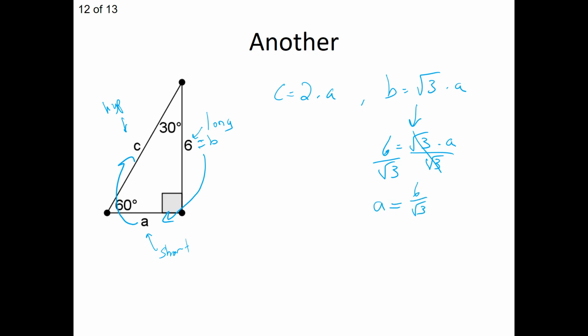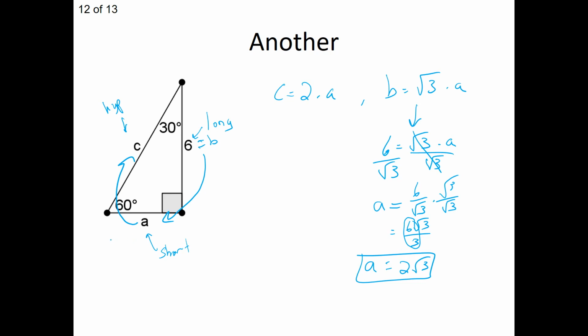Well, I'm not going to leave it like that. I need to rationalize. So I multiply the top and bottom by root 3. I get 6 root 3 over 3, right? Because root 3 times root 3 by definition is just 3. And then notice my outside numbers, they simplify. 3 divides into 6 two times with that root 3 still stuck on the end. And so there is my missing value of side A. A is equal to 2 root 3.